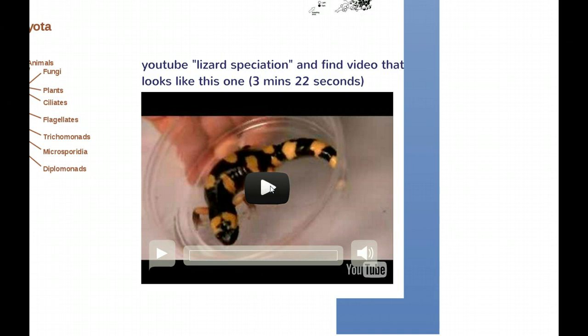Watch it. It talks a little bit about speciation of lizards in California, and I want you to see if you can understand what's going on here and what's happening to these lizards in different environments, and what kinds of advantages and disadvantages populations have in those environments to drive them to look a certain way or to behave a certain way, and have different DNA so that when they come back together they can't reproduce.